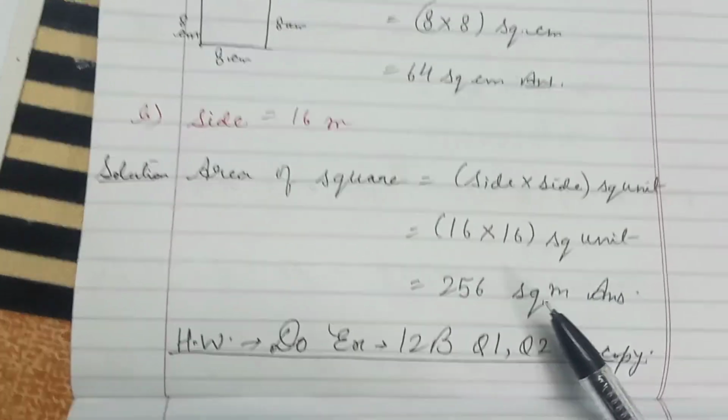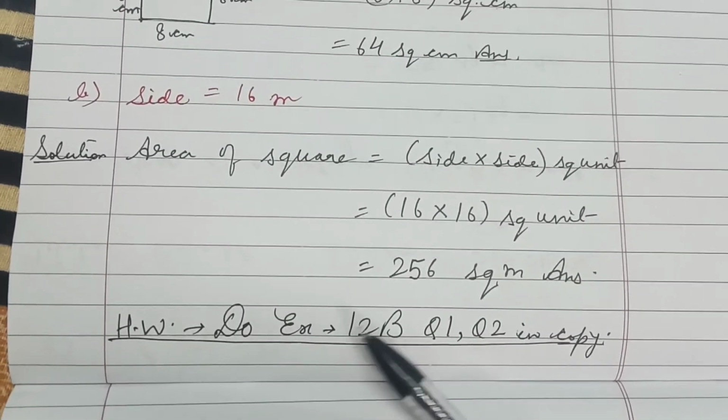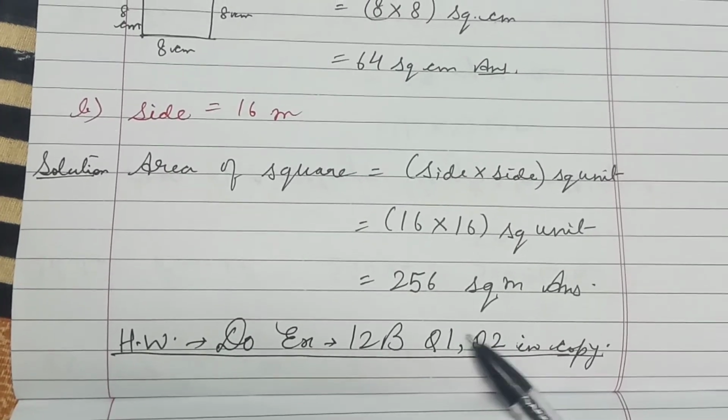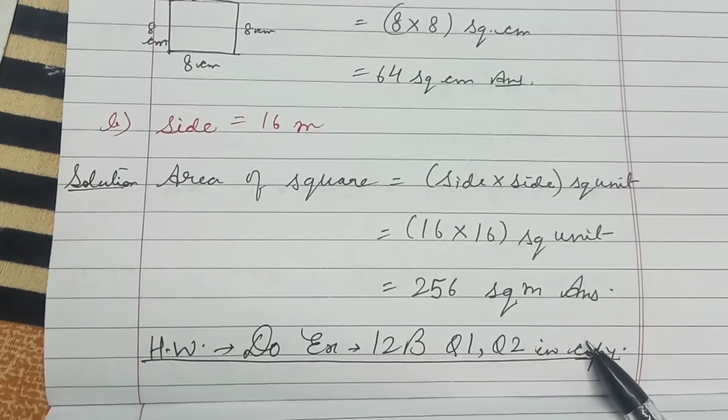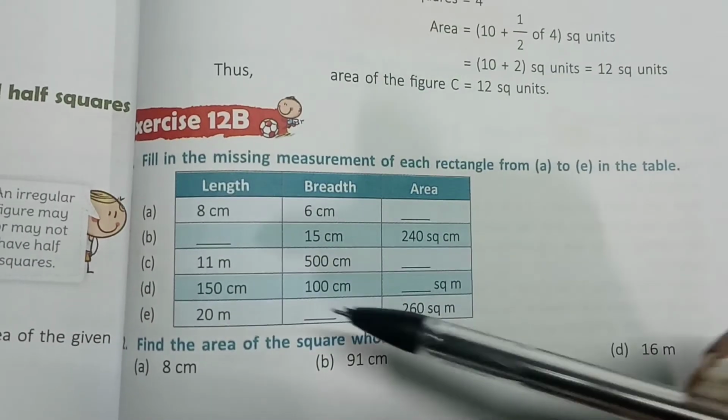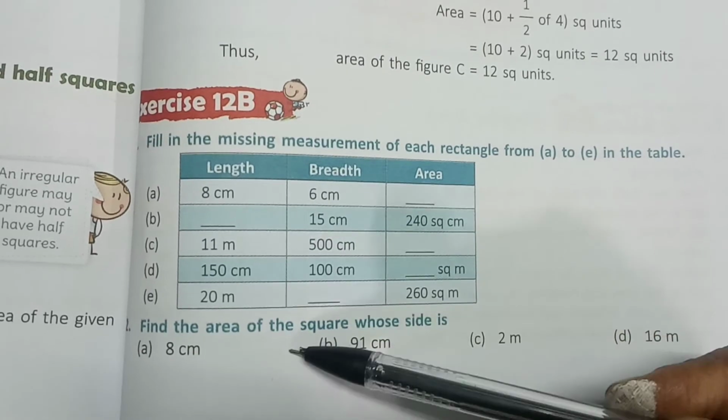Now children, it's time for your homework. You will do exercise 12B, question number 1 and question number 2 in your classwork copy. Okay? So these two questions, children, do in your classwork copy.